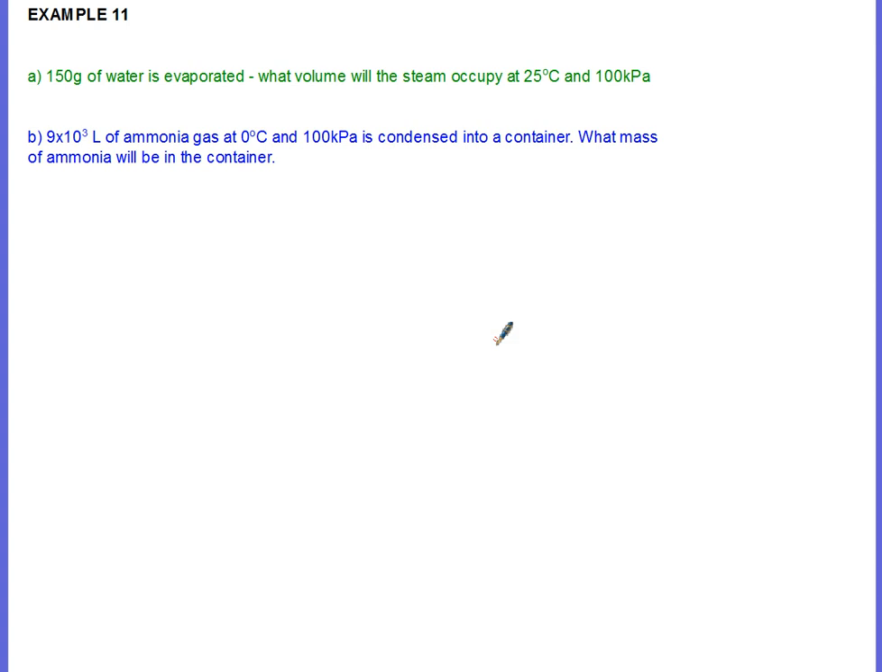This video is for example 11. It follows straight on from example 10. In example 10, we learnt the moles of gases and how to calculate the molar volume of a gas and the number of moles of a gas. This time we're going to apply that to some problem-solving activities.